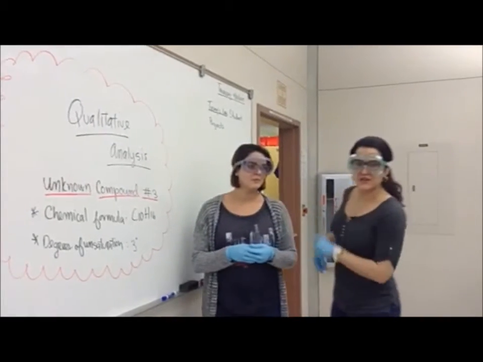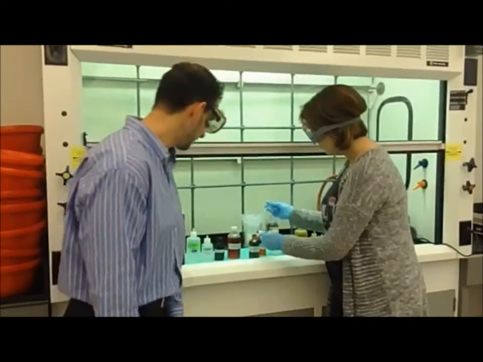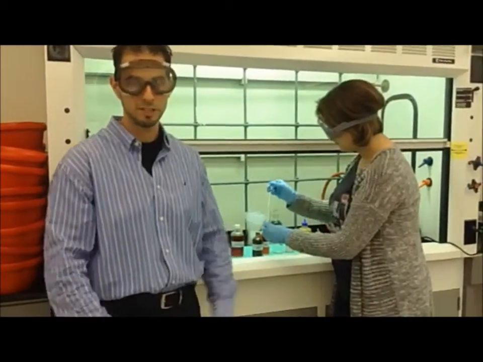But first, make sure you wear goggles, gloves, and close your shoes. Our first test, we're going to be doing the potassium permanganate test, and that's the test for unsaturation.